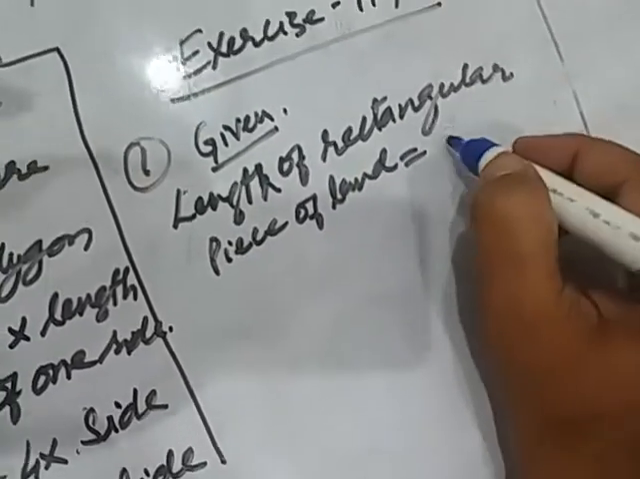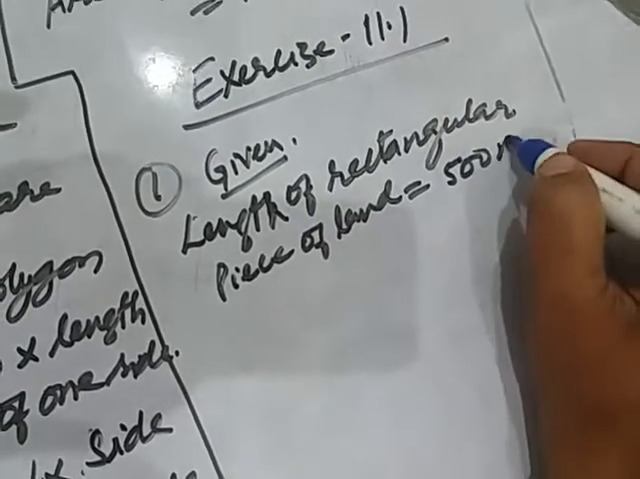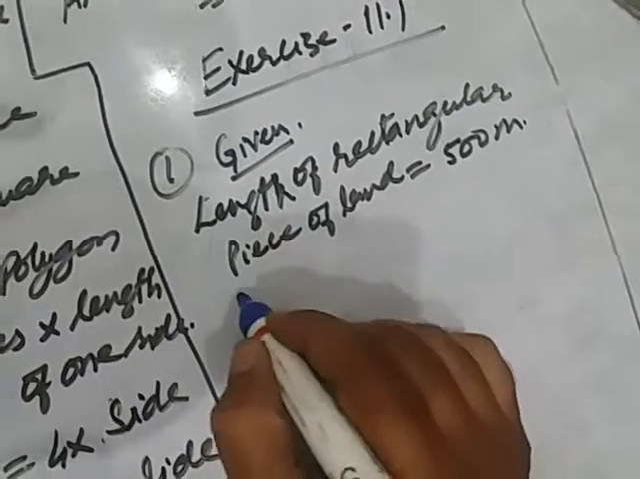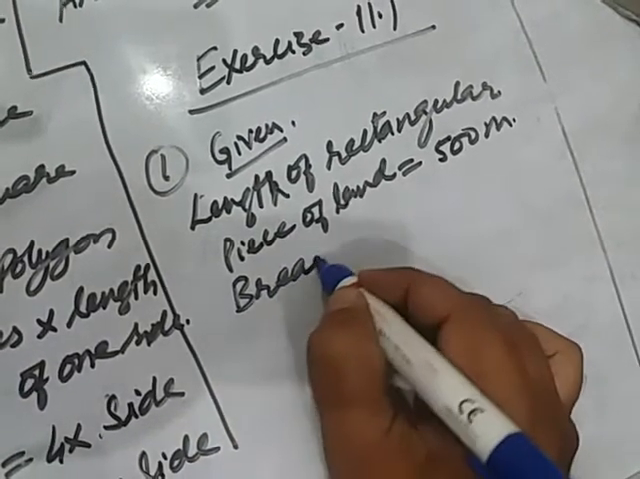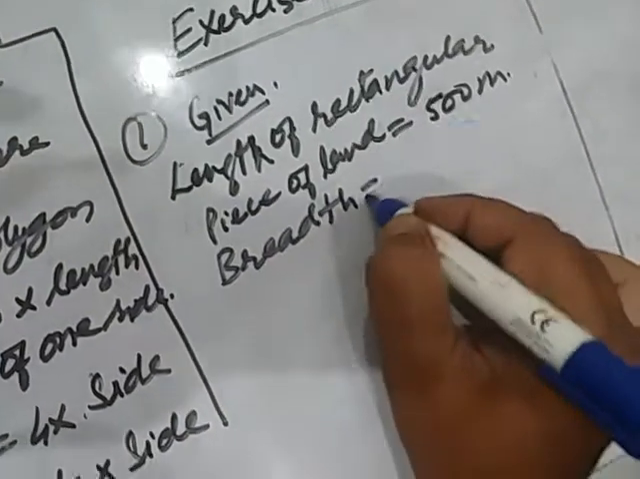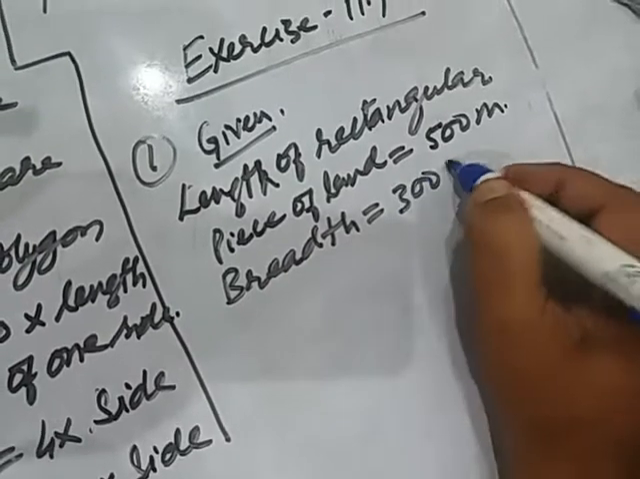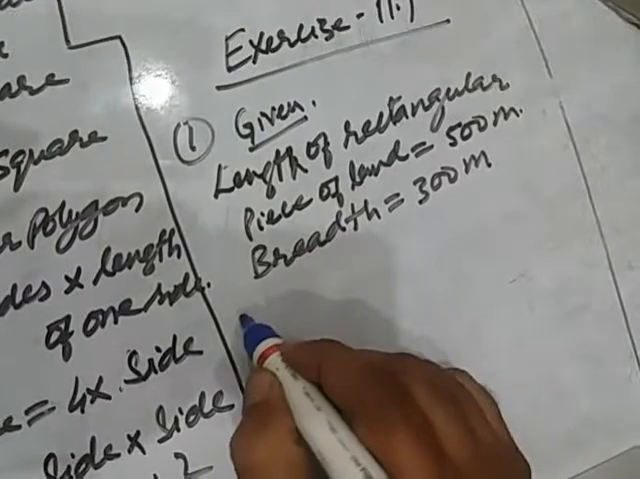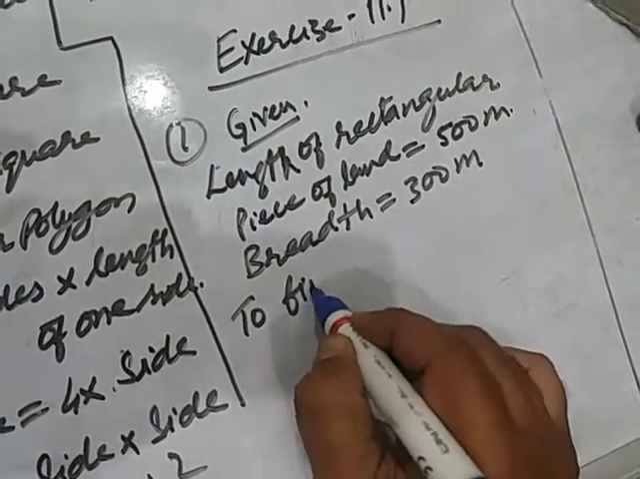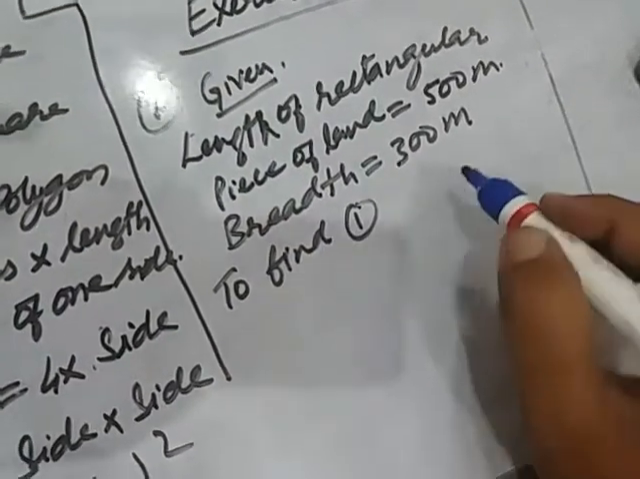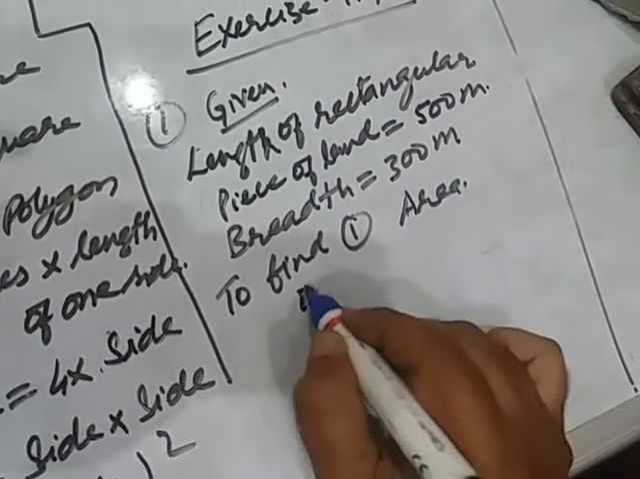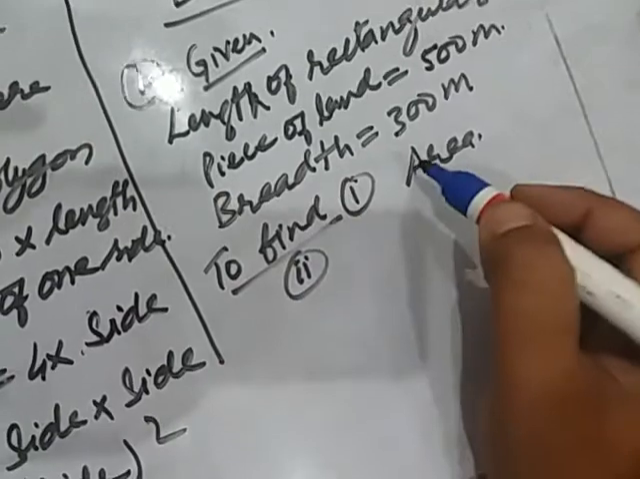Length is 500 meter. Clear? Breadth equal to 300 meter. Then to find, we have to find number 1, the area. Second, what do we have to find?